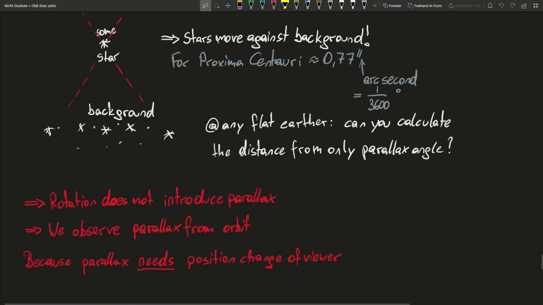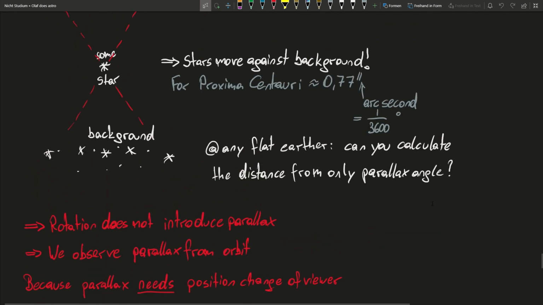Just so you understand, this is important. Rotation does not cause or introduce parallax whatsoever. We observe a parallax from orbit. In general, parallax is observed when the observer or the viewer changes their actual position. Parallax needs a position change. Otherwise, it's not observed. And with that, I hope this cleared things up for any photographers out there.